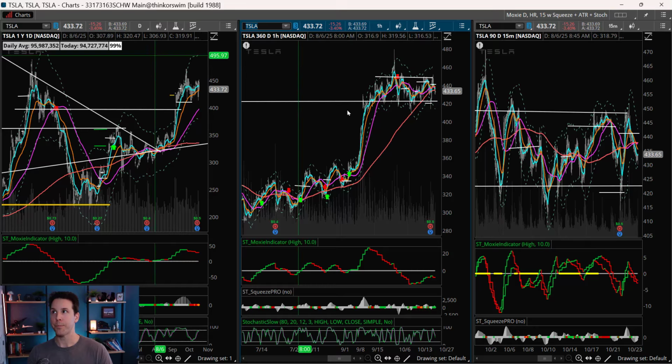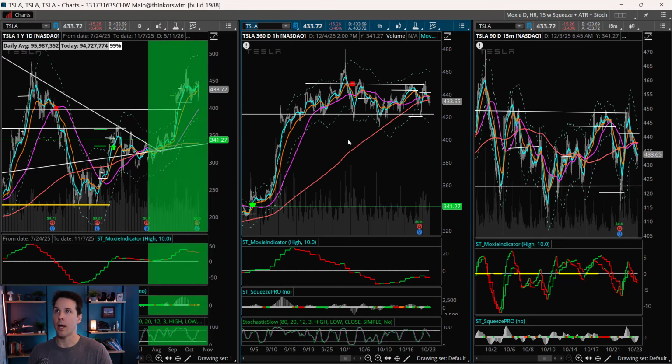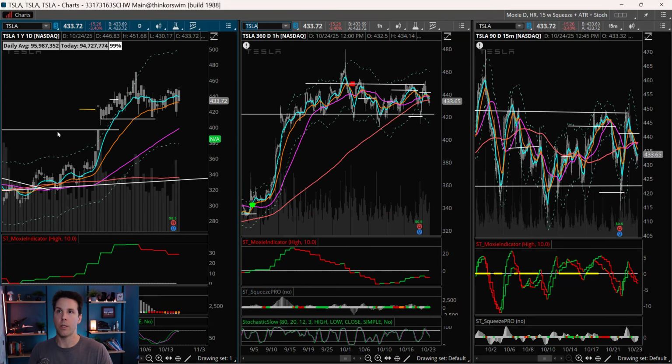Okay, Tesla. Tesla had earnings. I was a little bit concerned that Tesla was a little elevated. I'm pretty far away from moving averages. It also had a $30 expected move, which was a lot. And so I put on a butterfly for 400 as a center strike to act as insurance and protection.